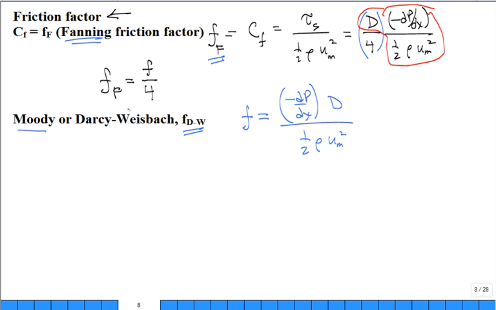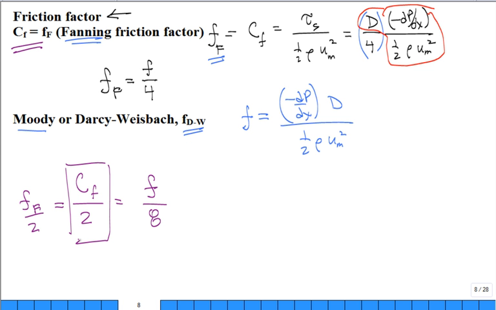So it's a little possibly confusing. Why do I like, and why do a lot of people still like, this Fanning friction factor? Well, you take the Fanning friction factor, C sub f, you divide it by 2, f Fanning divided by 2, and that's equal to the Moody diagram or Darcy-Weisbach friction factor divided by 8. Not doing much, but this should jog our memory. C sub f over 2, C sub f over 2.